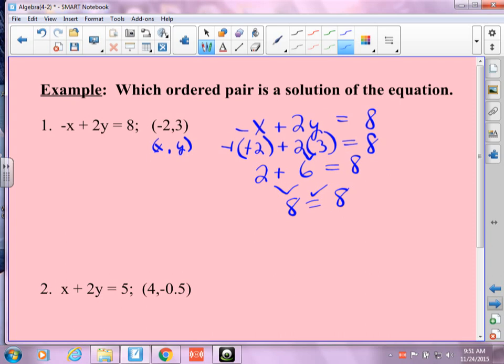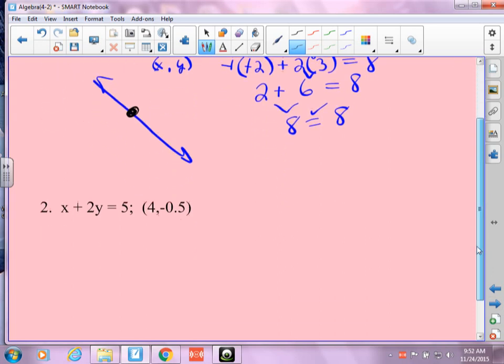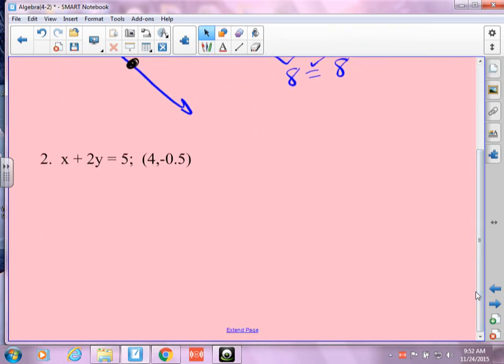You go, well, Mrs. Mevick, what's going on? What do you mean it's a solution? Okay, this is what this means. I've got an equation here, correct? This equation, if I graphed it, would be a line. When an ordered pair is a solution to this, what that means is this ordered pair, this dot, is on the line. So it is a solution, it's on that line. Okay? Let's go down and look at the next ordered pair.